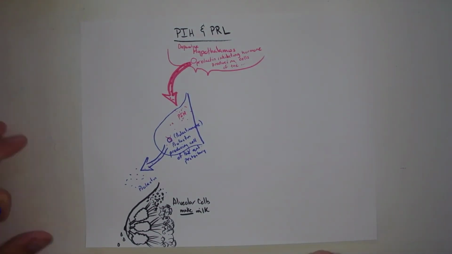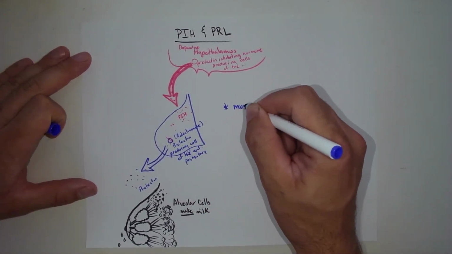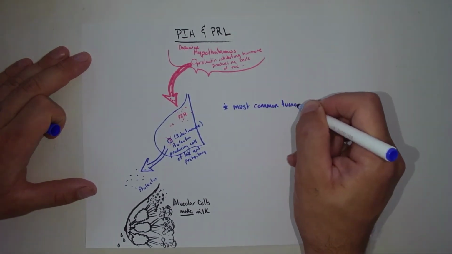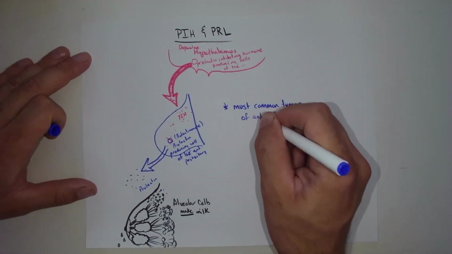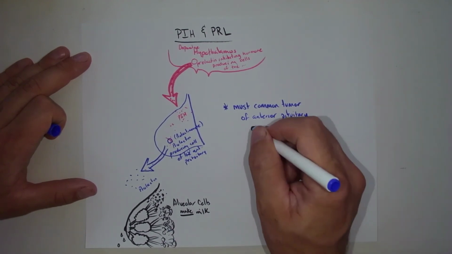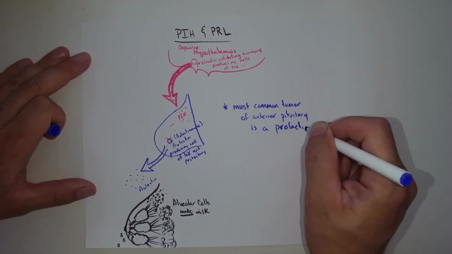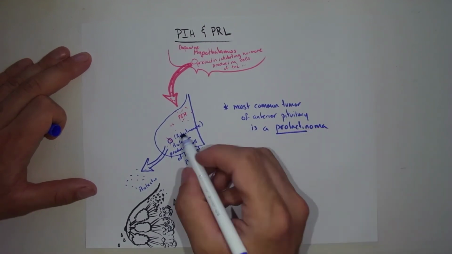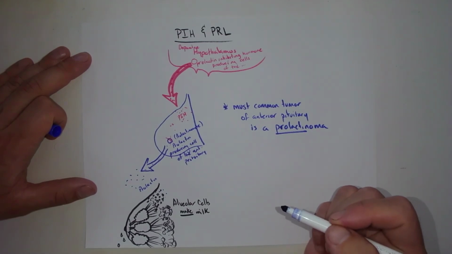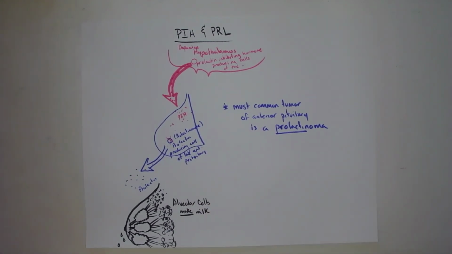Okay, a couple tidbits about all this. The most common tumor of the anterior pituitary gland is a prolactinoma. A prolactinoma affects these prolactin producing cells, or prolactinocytes. That's the most common tumor of the anterior pituitary gland.